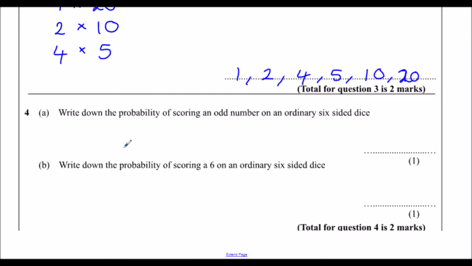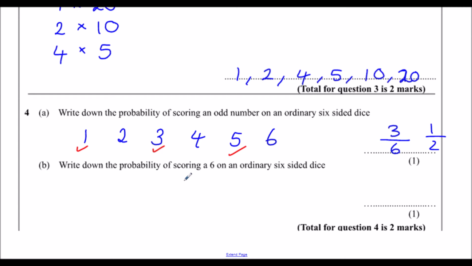Question 4. Write down the probability of scoring an odd number on an ordinary 6-sided dice. So on a 6-sided dice, we can score 1, 2, 3, 4, 5 or 6. And how many of these are odd? So there's 1, 3 and 5. So 3 odd numbers out of 6 in total. So it's 3 out of 6, 3 sixths. We could also write 1/2, but either of those are correct.